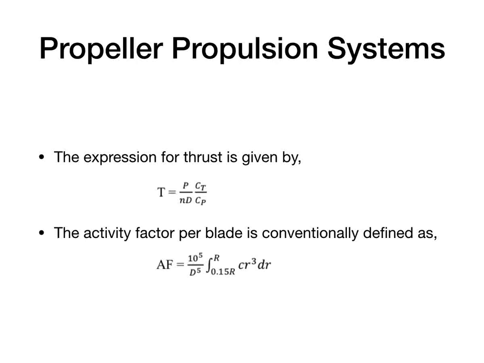Generally, the activity factor is between the range 80 to 200. The actual value depends on the structural characteristics of the propeller blade. The lower values correspond to light aircraft and the upper value to turboprop aircraft.